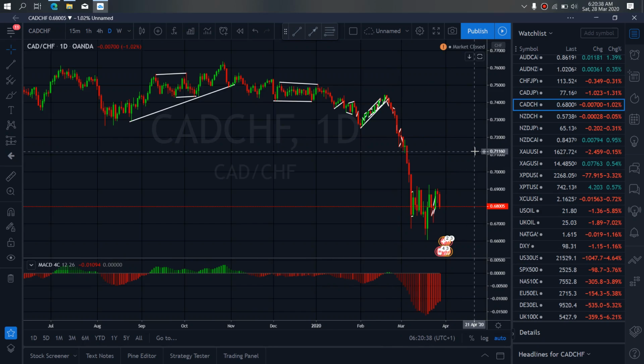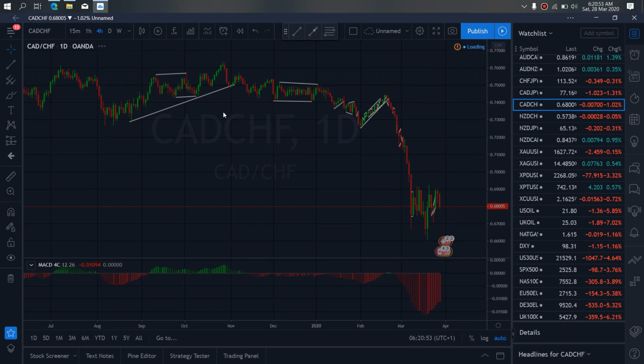On CAD Swiss for this week, CAD Swiss has been on this sideways correction for a while. Expect that once they complete this flat structure, they'll come back upside with one more buy momentum. So we're looking at CAD Swiss upside.